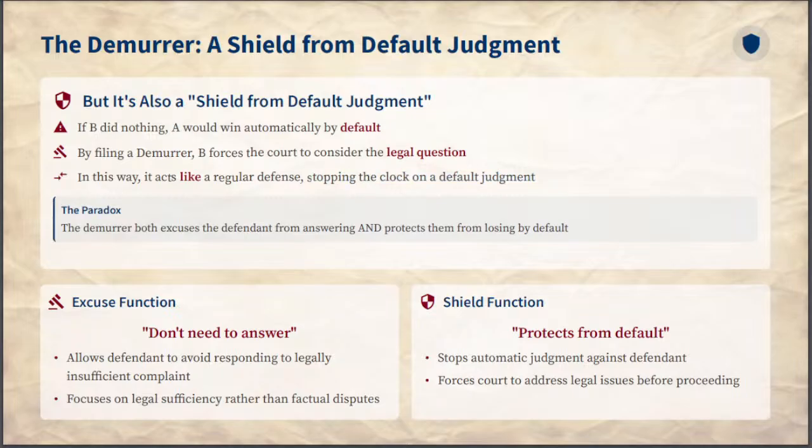So this is the dual use of the demurrer. The excuse function, you don't need to answer, allows the defendant to avoid responding to a legally insufficient complaint. It focuses on the legal sufficiency rather than factual disputes, which are for the litigation. And it has that shield function. It protects from default. It stops automatic judgment against the defendant, and it forces the court to address legal issues before proceeding.